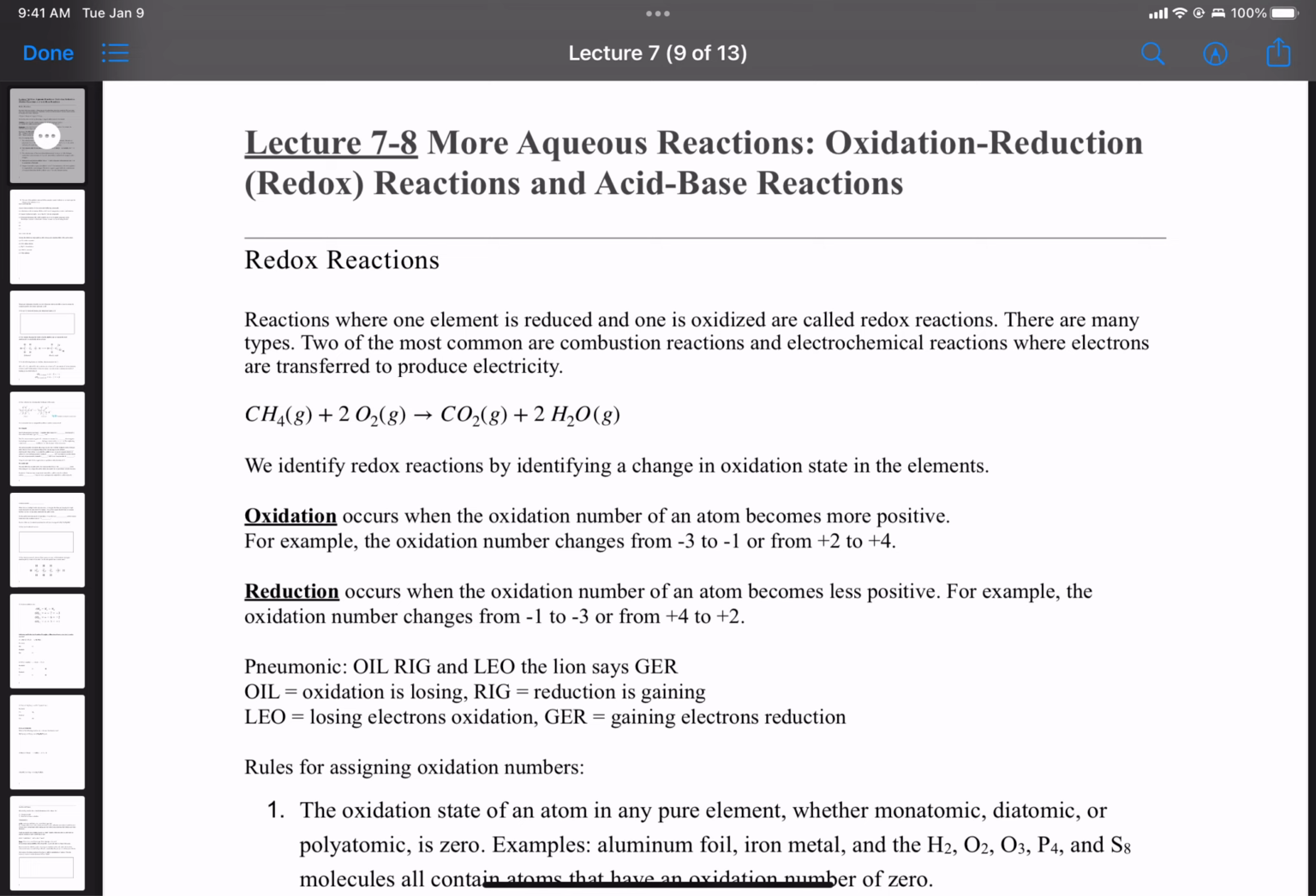It's kind of ironic because oil rig and electrochemistry have really nothing to do with each other. We use OIL RIG as a mnemonic for oxidation and reduction, especially when we're talking about electrochemistry. But if you think about combustion, that's how it works. We isolate oil and we turn it into fuel.